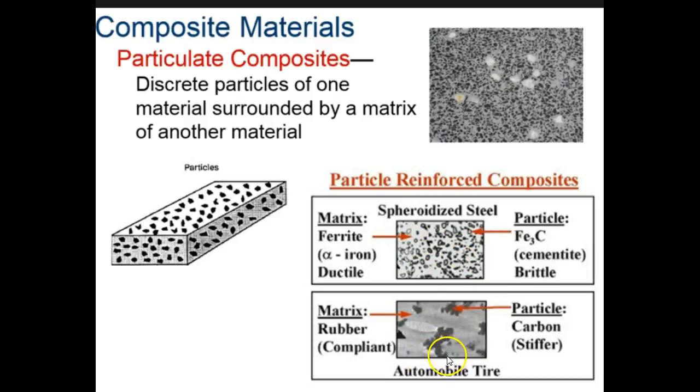Here's also an example of a car tire, where we have a matrix of rubber, and then we have little bits of carbon that are stuck in there that makes it stiffer and not so rubbery.